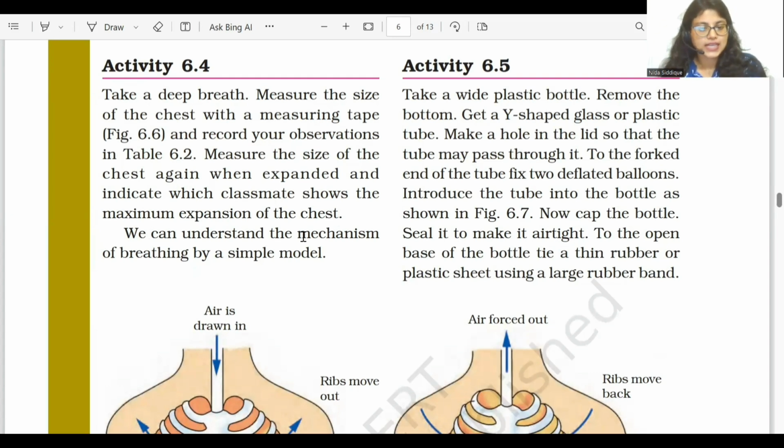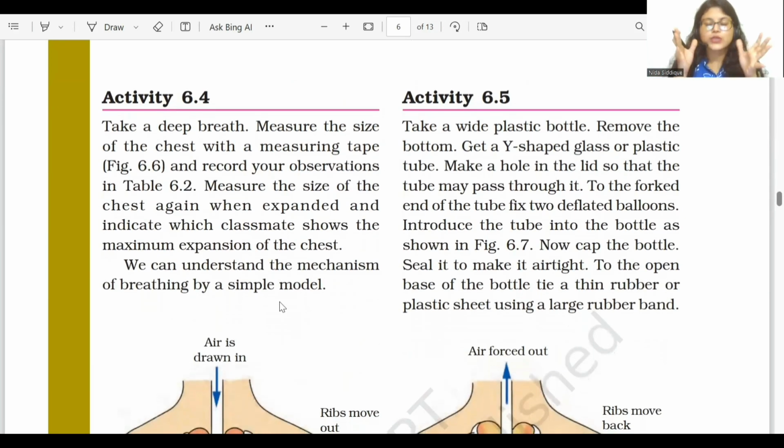So we can understand the mechanism of breathing by a simple model. This model is going to be explained in activity 6.5. This is going to be really interesting. In this model, we need to have a wide plastic bottle.